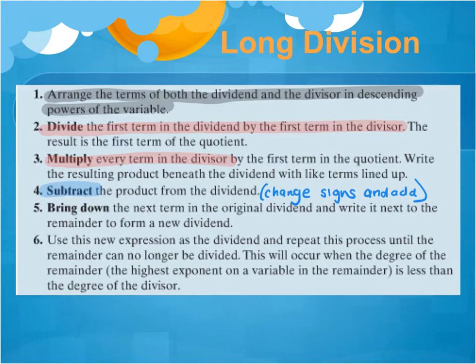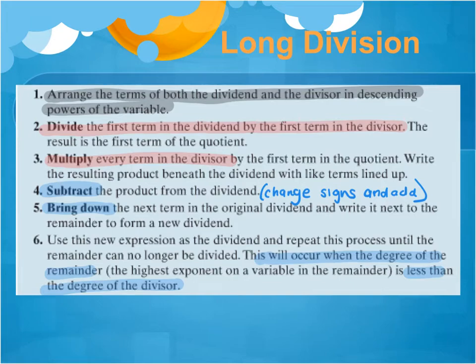Then you bring down the next term just like you normally would in regular long division, and then repeat that process until the exponent at the top is larger than the exponent on the outside, okay? So you stop when the degree of the remainder is less than the degree of the divisor. So if the exponent underneath is less than the one on the outside, we're not dealing with negative exponents here, that's when we stop, okay?